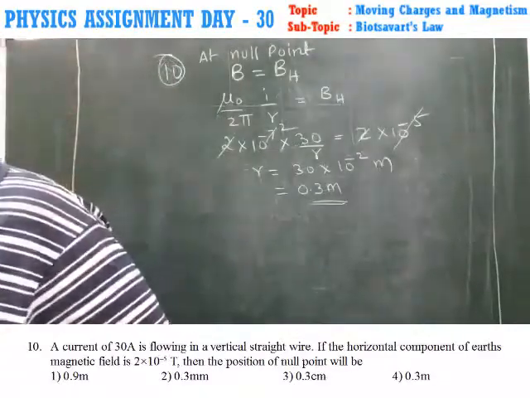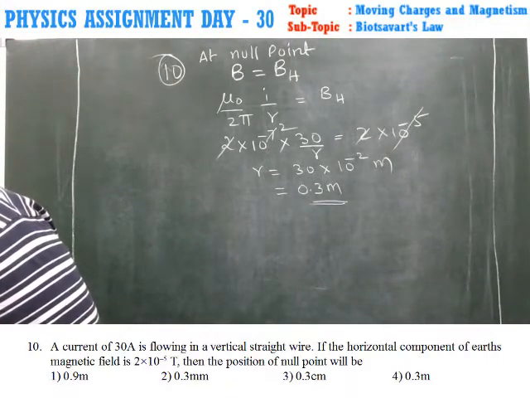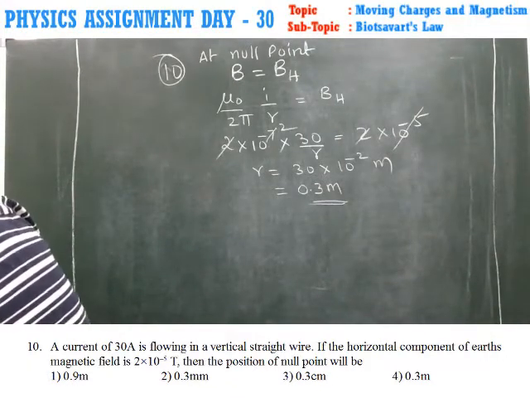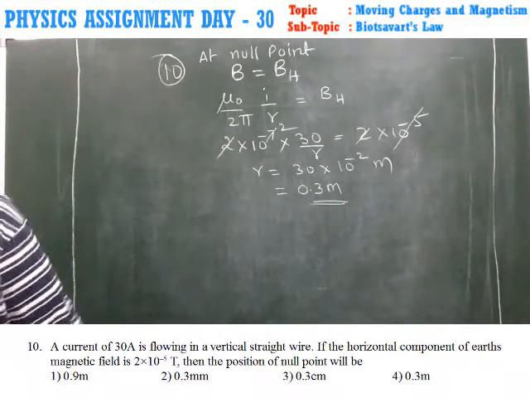So in 10th question, a current of 30 amperes is flowing in a vertical straight line. If the horizontal component of earth magnetic field is 2 into 10 power minus 5 Tesla, then find the position of null point, he is asking.